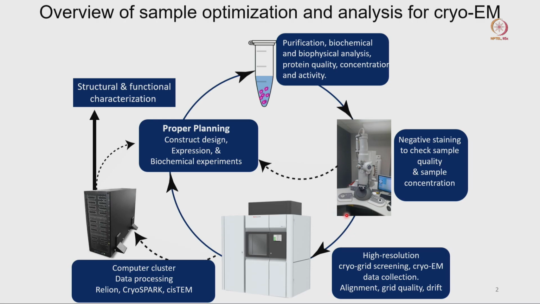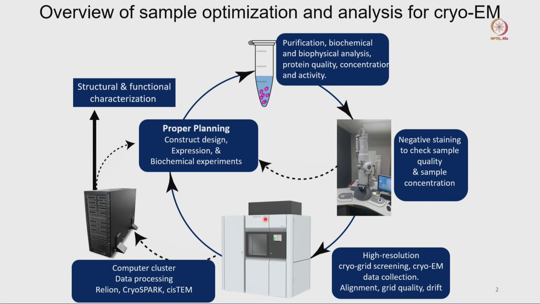So, if you quickly check your sample by negative staining, it will always give us a little bit more confidence about how good our sample is. If it is not, we will go through this cycle again. But if the sample is good enough, generally we take that sample to the next stage. Next stage means the cryo-electron microscope.